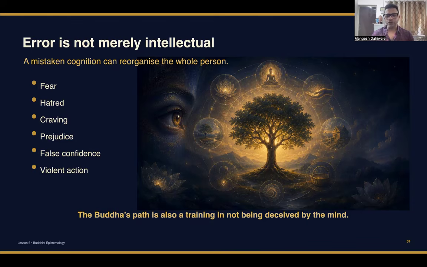So the Buddha's path is also training in not being deceived by the mind. There is a very beautiful sutta about the magic of mind. There is also a book written by a very famous Sri Lankan Buddhist monk and philosopher, The Magic of Mind, where he takes one Buddhist sutta and explains how the mind creates the world like magic. That doesn't mean that we deny the reality of the world. We don't. We see that the world appears according to causes and conditions. But whatever we see, we cannot take it at face value, because the error in perception is not merely intellectual. A mistaken cognition can reorganize the whole of our being.